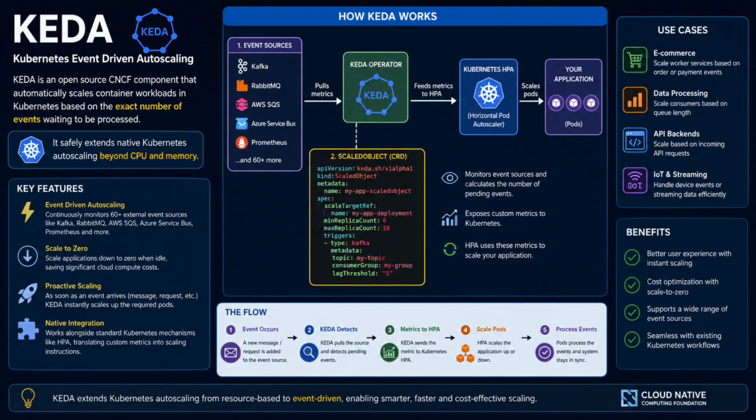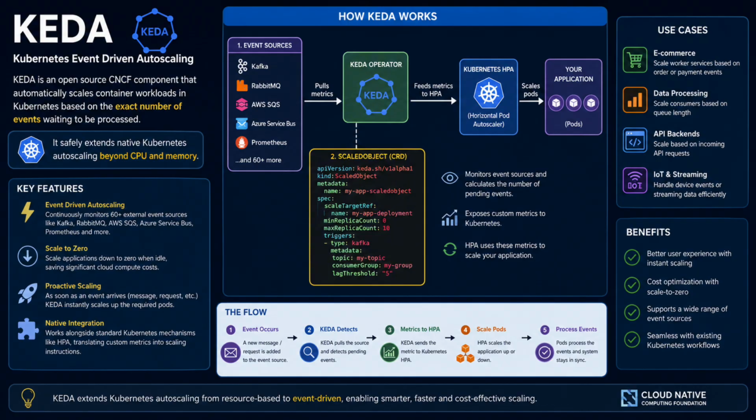KEDA operates using two main components, which are the KEDA operator and the metrics server. There exists a ScaledObject CRD. We define a custom resource in our cluster called ScaledObject. This maps our specific deployment to an event source and sets minimum or maximum replica boundaries. Monitoring: KEDA polls our event source to see how many events are pending.